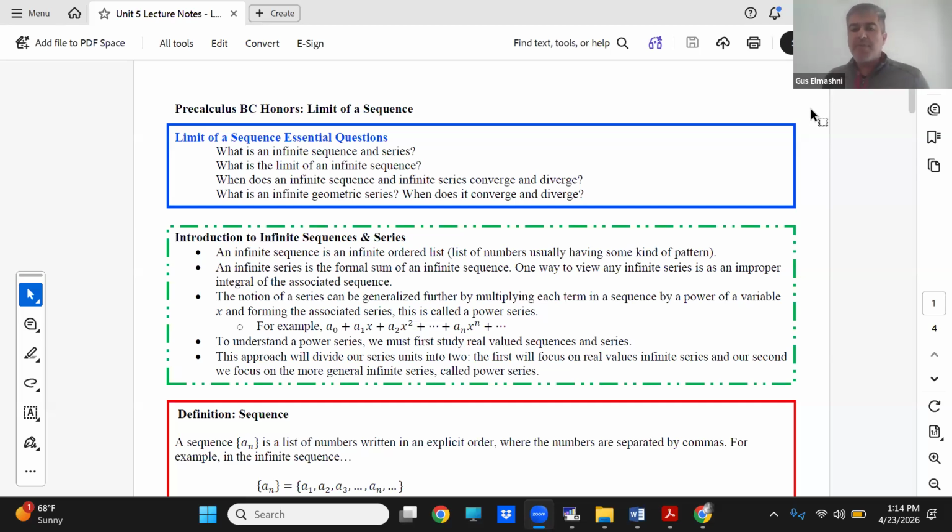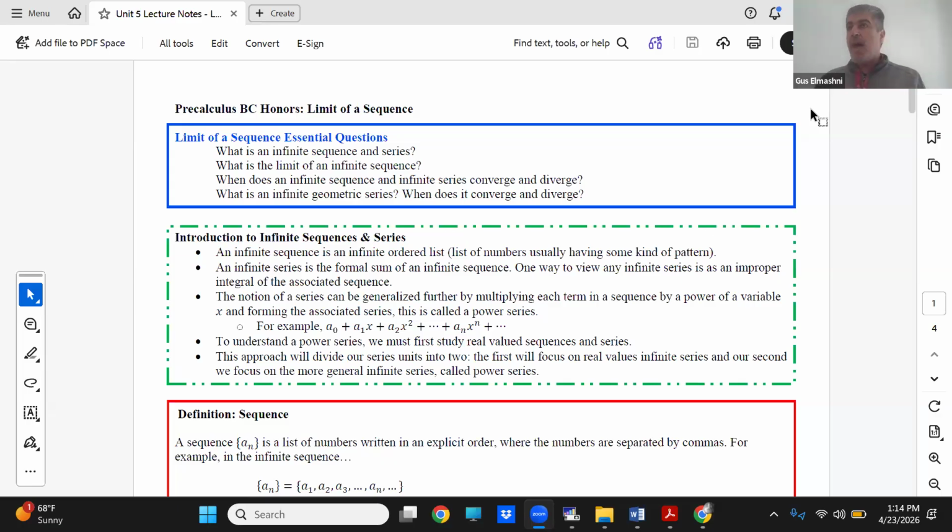Obviously, some of these essential questions we have answered, like what is an infinite sequence and series? We've talked about that, right? Like a geometric sequence that's infinite goes on forever, and it converges if the ratio is between -1 and 1. And that's going to be a big thing we're going to talk about in this unit, about convergence and divergence. So when does an infinite series or sequence converge or diverge?